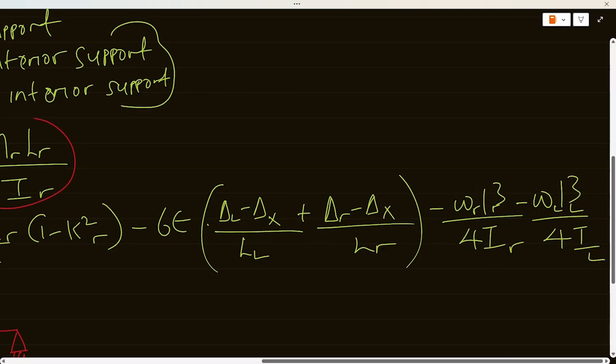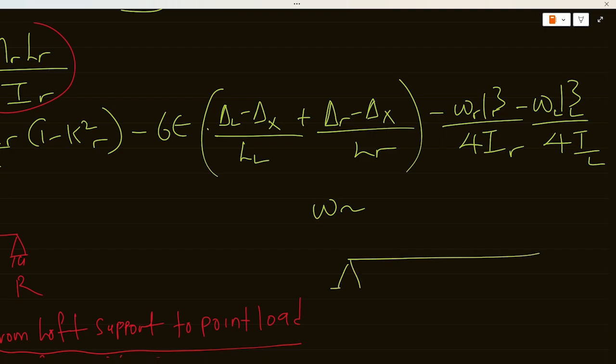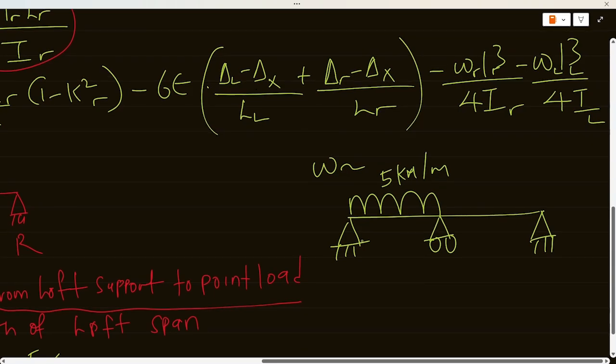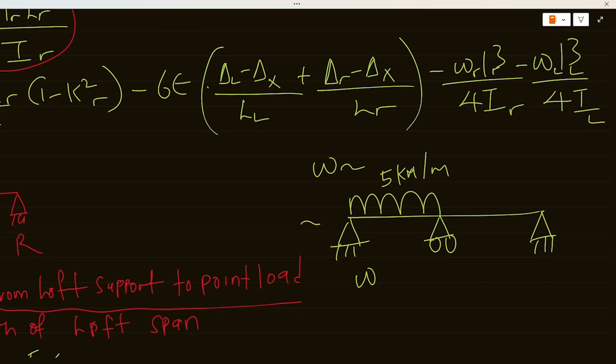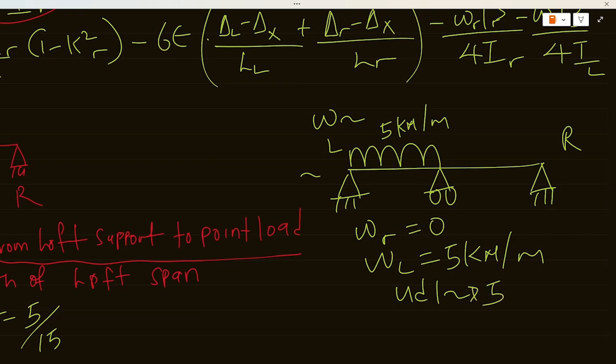Now basically what I'm saying is this. For this UDL, let me explain it. Maybe once again I have a support, I have a structure, and I have a UDL here, and maybe it's 5 kilonewtons per meter. If this is the case, and once again this is right, this is left, it will mean that WR will be equal to 0 because there is no UDL at the right span of the interior support. But WL will be equal to 5 kilonewtons per meter since there is a UDL of magnitude 5 left of the interior support. So that's how it works.